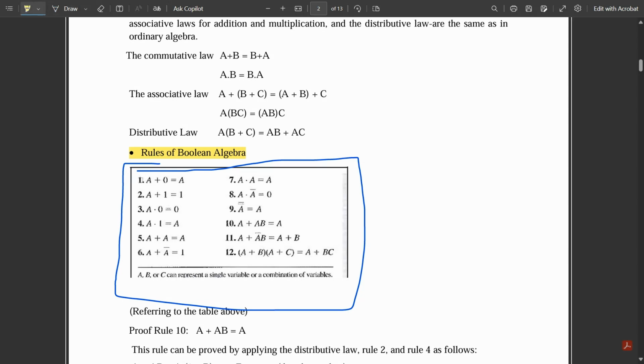The first rule says that a plus 0 is equal to a, that is, any number or a variable plus 0 would give you the variable itself. It goes the same with a number as well.